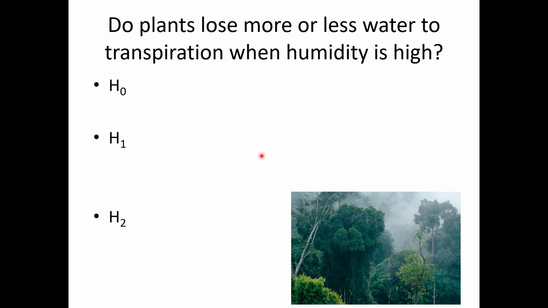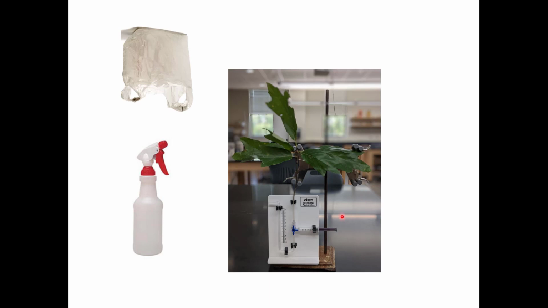What do you think will happen? And that'll be something you put down in the worksheet. So the way this would work is you would test this plant without any humidity around it, just room air, and then you would do it again, and you'd put a plastic bag over it, and you'd spray a bottle of water in there every minute or two, and you'd record how much water was lost over 5 minutes.